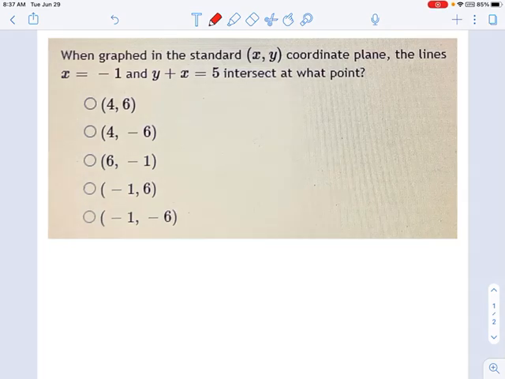So when graphed in the standard xy coordinate plane, we're told that two lines, here's one of them, x equals -1, and here's the other, y plus x equals 5. We're told these two lines intersect, and we're asked, where do they intersect? What is the point that they intersect at? And this is not actually a question you have to graph, even though it's talking about a graph.